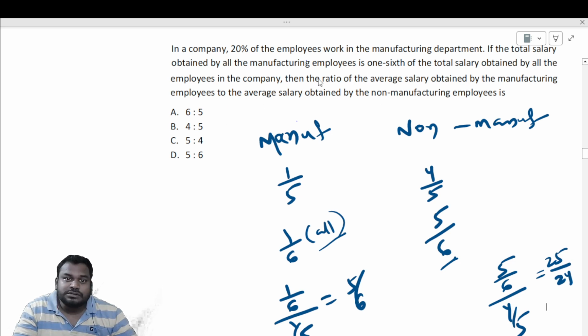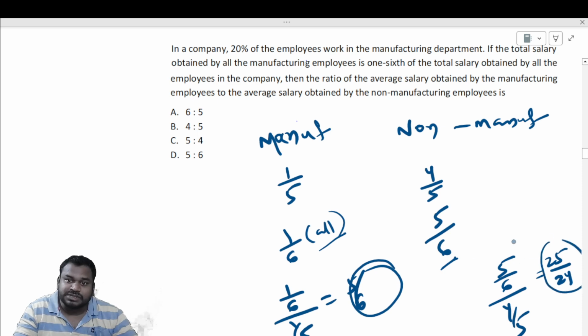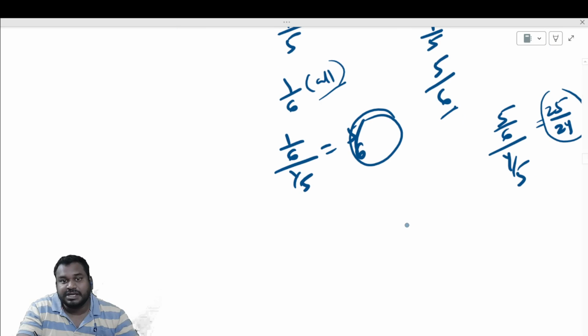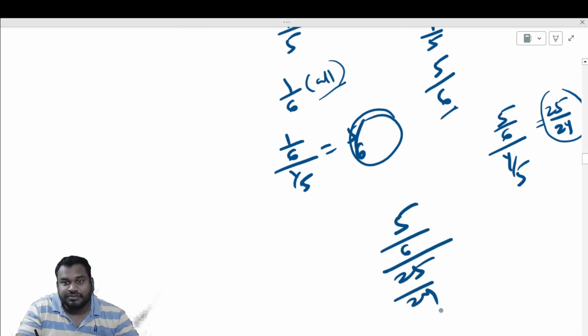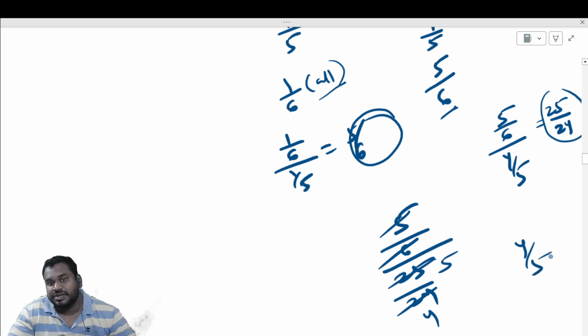Then the ratio of the average salary obtained by the manufacturing employees. So this is the average for manufacturing and this is the average for non-manufacturing. So their ratio is asked. Hence 5 by 6 divided by 25 by 24. So 6 1 the 6 4 the 5 1 the 5 5. So nothing but 4 5 5 4 is to 5.